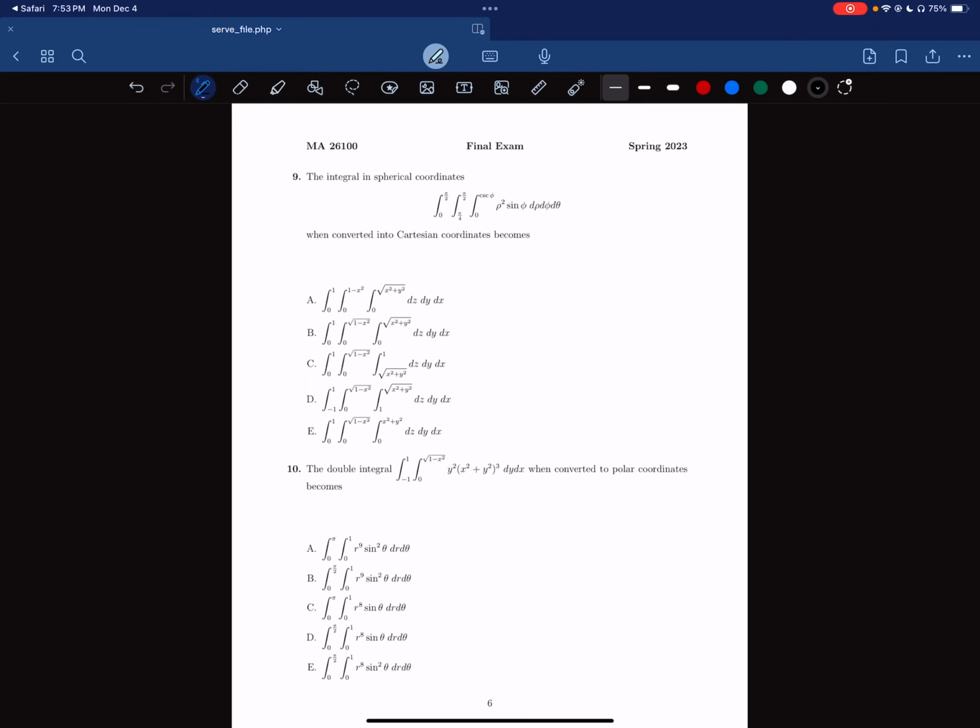Number 9, the integral in spherical coordinates: 0 to pi over 2, pi over 4 to pi over 2, 0 to cosecant phi, rho squared sine phi d rho d phi d theta. When converted to Cartesian coordinates becomes what? Oh, cosecant. Very disgusting stuff, if you ask me, but we will do it here.